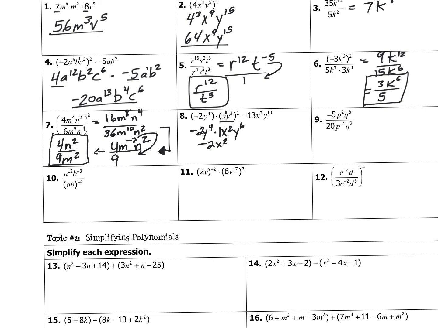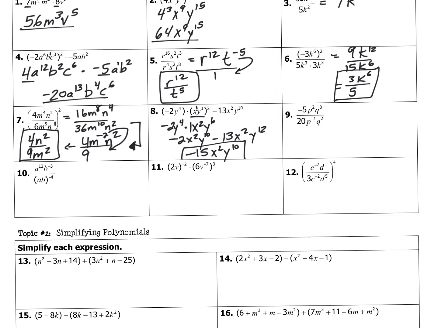X squared, we write our variables in alphabetical order. Y to the 4th times y to the 6th, you add, and you get y to the 10th. And then we need to see if that will combine with negative 13x squared y to the 10th. And yes, it will, because they have the same variables with the same exponents. So negative 2 minus 13 is negative 15x squared y to the 10th.